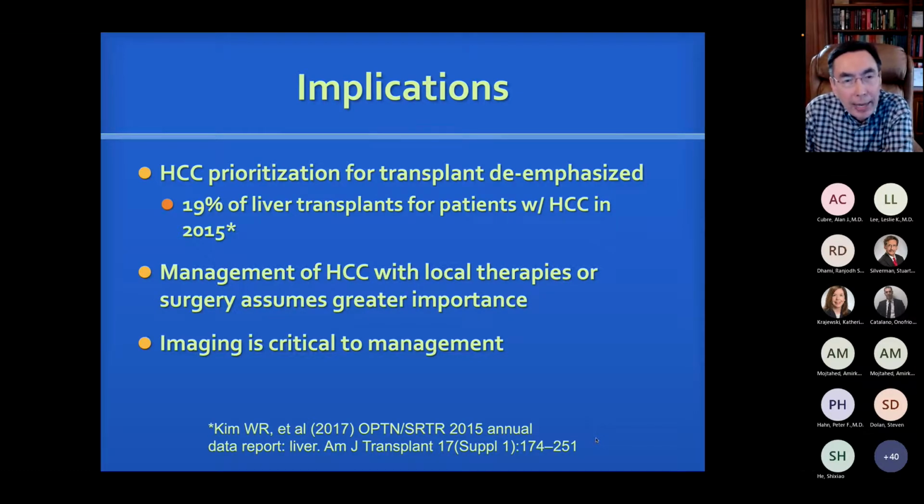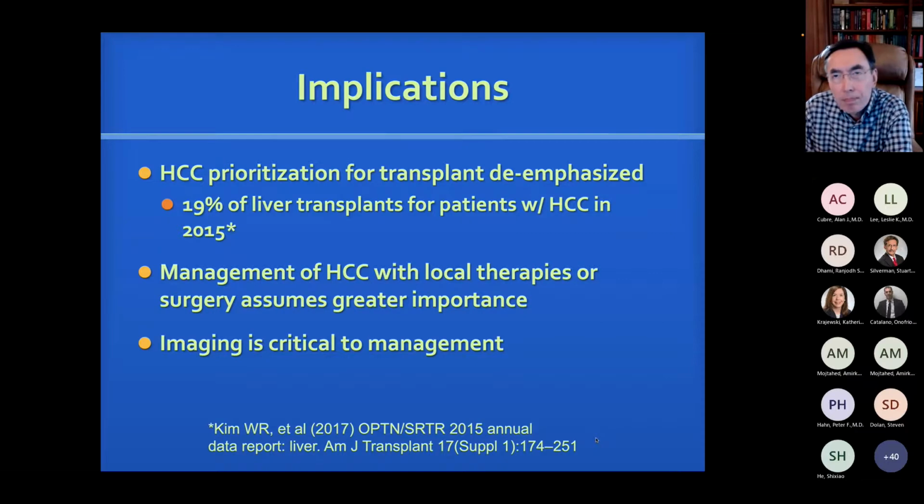And the reason that happened was that when they looked at 2015, almost 20% of liver transplants went to patients with HCC. And the feeling was that that might be disadvantaging patients with other indications for liver transplantation. So what is stemming from that is that the management of HCC with local therapies or surgical resection is potentially assuming some greater importance in this patient population. At least patients are waiting longer on the transplant list to get a transplant.